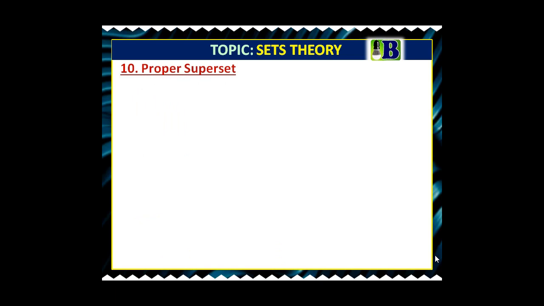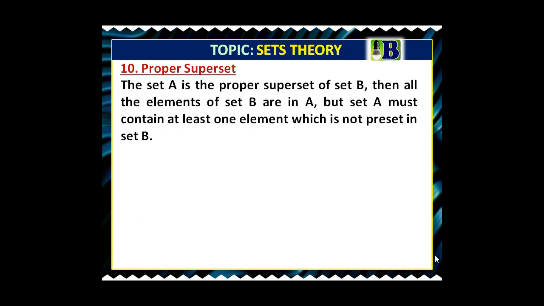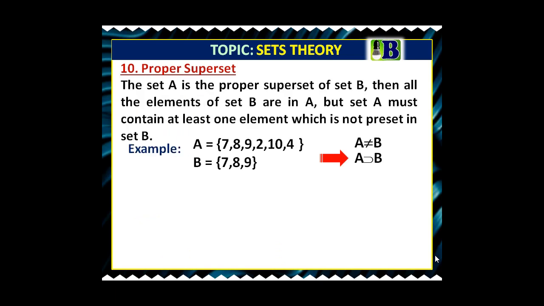So we are going to discuss the proper superset. The set A is the proper superset of set B. All the elements of set B are in A, but set A must contain at least one element which is not present in set B. What is this trying to explain? Let me use this example to clarify. We have set A which is 7, 8, 9, 2, 10, 4. Then set B, we have 7, 8, 9.